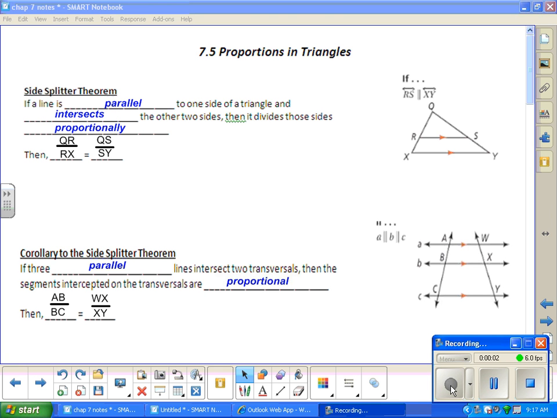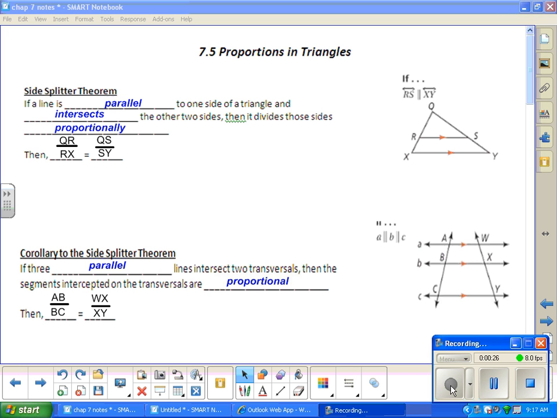Okay, so today we're going to do 5 proportions and triangles. The first theorem is the side splitter. If a line is parallel to one side of a triangle and intersects the two other sides, then it divides those sides proportionally. So QR over RX is equal to QS over SY.